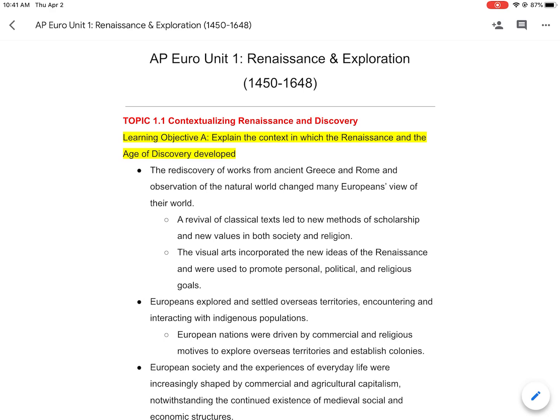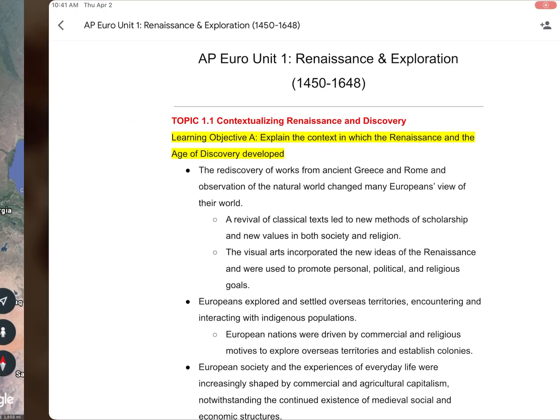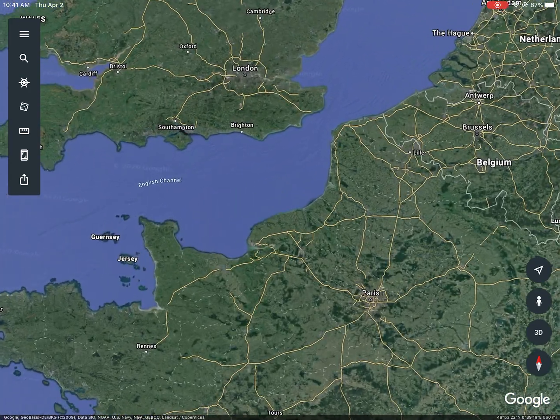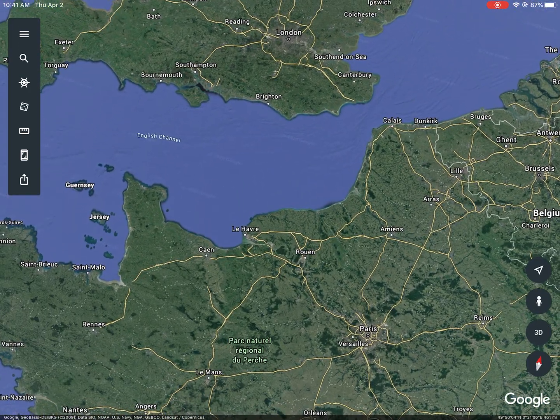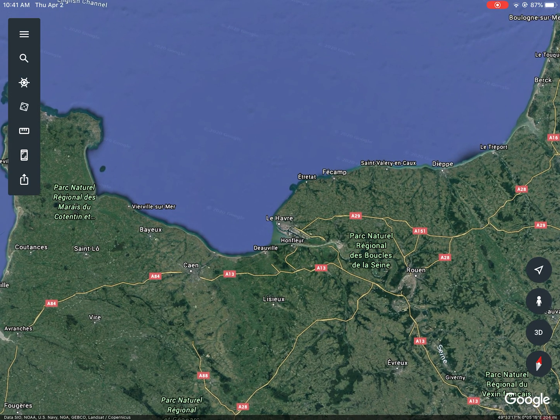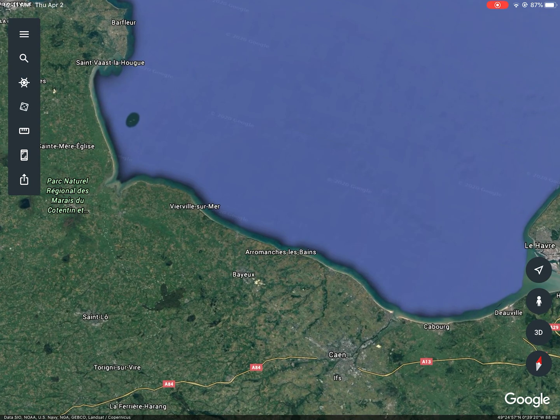Now, that date might not mean anything to you, but if I add a little bit of context and I say this happened on the beaches of Normandy, which is located right about here by Cannes and Le Havre, this area right up in here is where Normandy is.